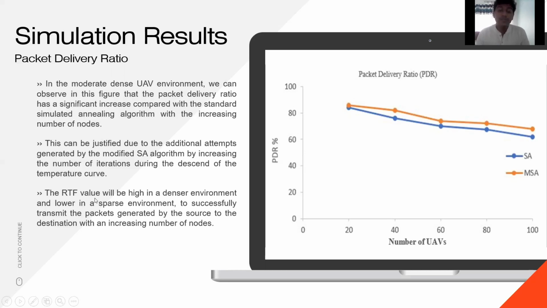Also, the random temperature fluctuation will be higher in denser environments and lower in sparse environments. That is mainly due to the successful attempts we can generate. For example, if there is a dense environment, we need more iterations in order to reach several nodes to form a better packet delivery ratio. As for sparse environments, we need a smaller random temperature fluctuation.